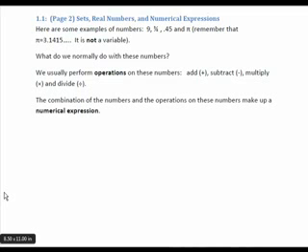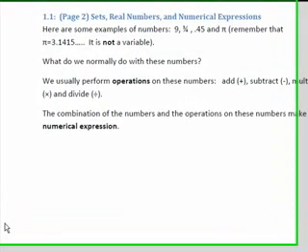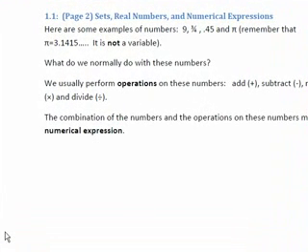It's approximately 3.1416, but it is a non-repeating decimal that goes out to infinity. What do we normally do with these numbers? We usually do some kind of operation on them. We could add the numbers, subtract them, multiply, or divide them, or we may do a combination of these. When we combine numbers in operations, addition, subtraction, multiplication, division, these make up what we call a numerical expression.